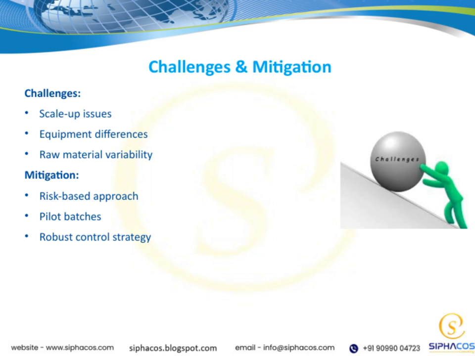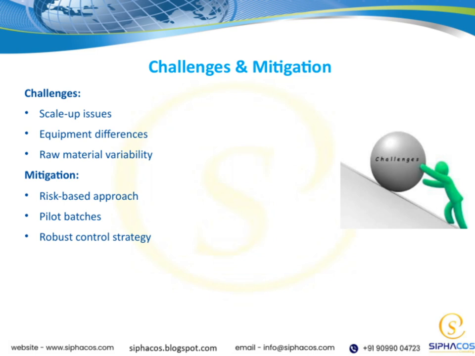Raw material variability is another key challenge. Variations in raw materials can affect the final product quality, so we need to implement measures to control this variability effectively. Now, on the mitigation side, adopting a risk-based approach helps us prioritize where to focus our efforts. By assessing potential risks, we can develop targeted strategies to minimize issues before they arise.